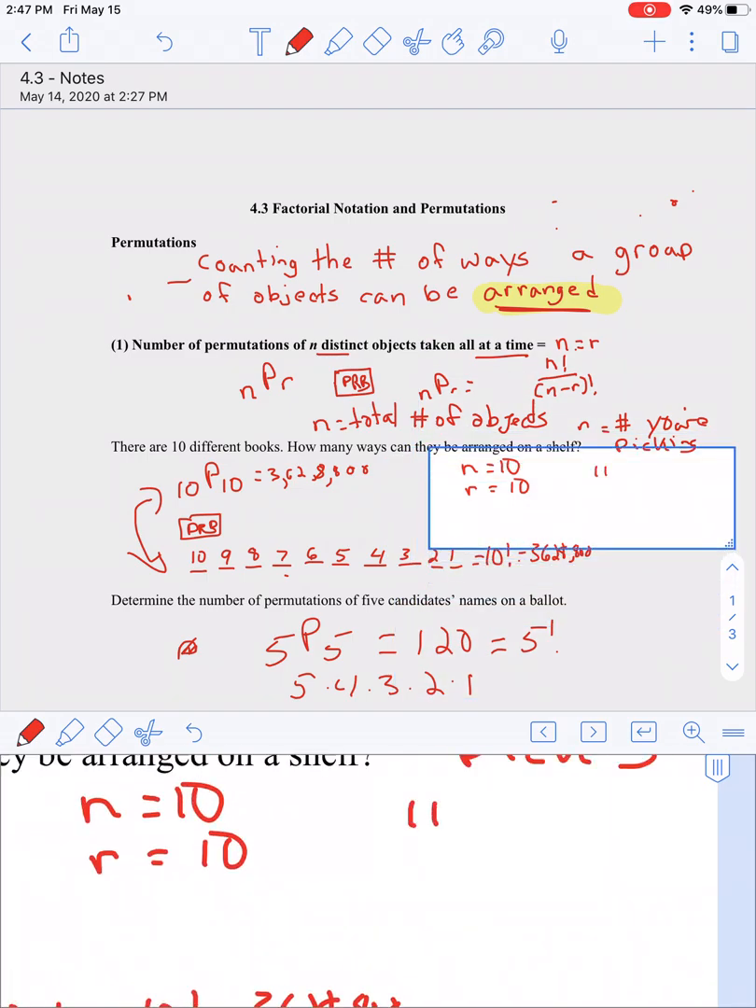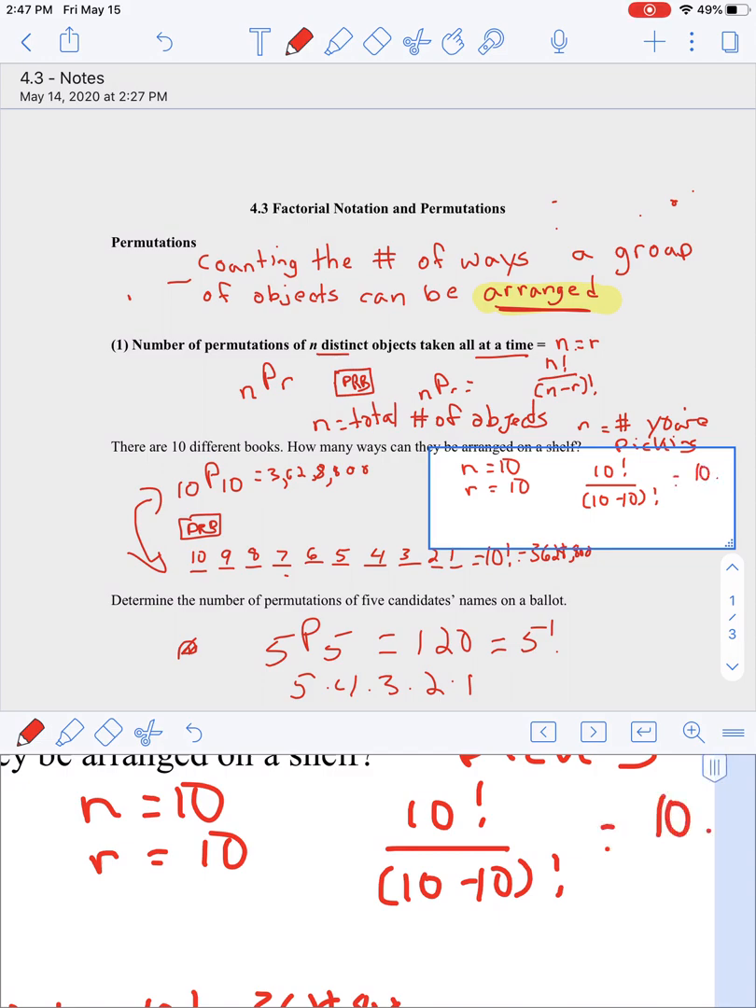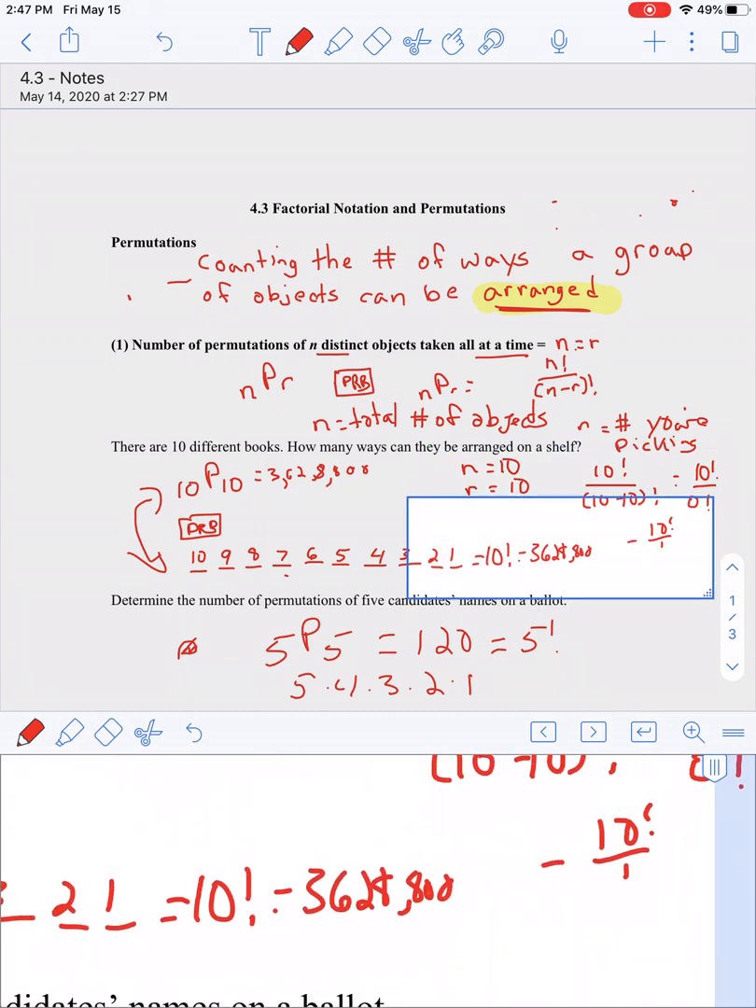And 10 factorial is also, if you use the nPr button, remember the formula up here, that would just be 10 factorial divided by (10 take away 10) factorial. So that's just 10 factorial over 0 factorial. Now, fun fact, 0 factorial is actually 1. So it's just 10 factorial divided by 1, which is also this. Okay? I know I'm going a little fast, so if you have any questions, pause and make sure you email me, okay?